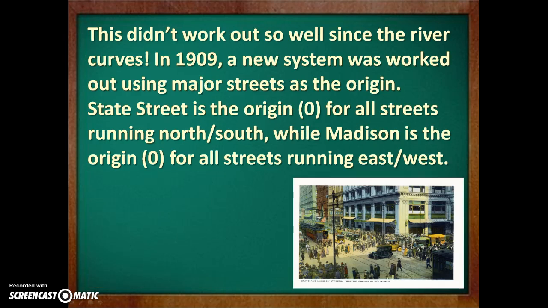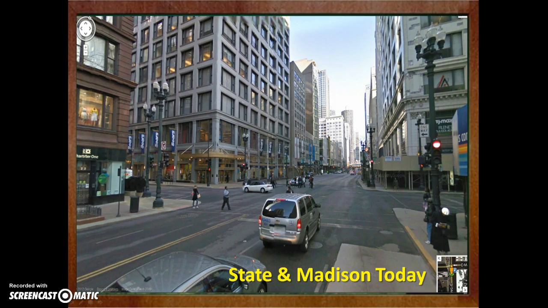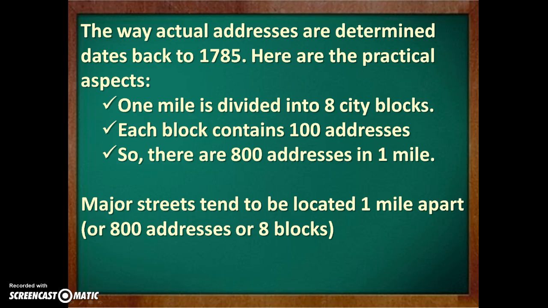In 1909, a new system was worked out using major streets as the origin. State Street is the origin for all streets running north and south. Madison Street is the origin for all streets running east and west. That picture shows what State and Madison looked like in the early 1900s. And of course, here we have State and Madison today, a much, much different picture.